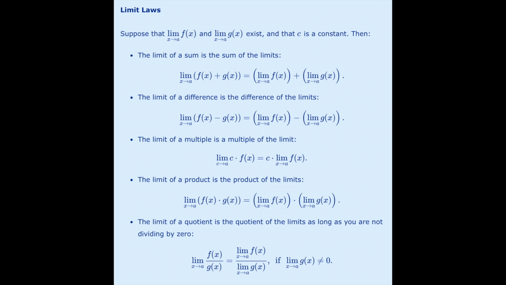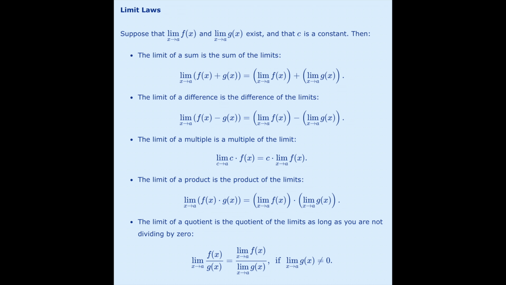Suppose that the limit as x approaches a of f of x and the limit as x approaches a of g of x exist, and that c is a constant. If both of those are true, then these are the following limit laws. The limit of a sum is the sum of the limits. So if we have the limit as x approaches a of f of x plus g of x, we would just separate the limits and find the sum of them separately. So it would be the limit as x approaches a of f of x plus the limit as x approaches a of g of x.